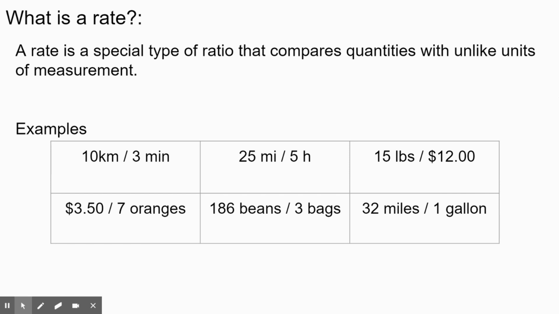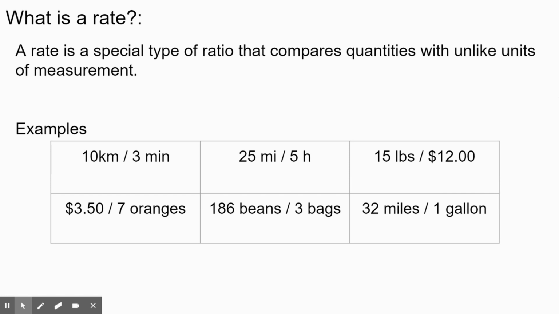10 kilometers to 3 minutes, 25 miles to 5 hours, 15 pounds to $12, $3.50 to 7 oranges, 186 beans to 3 bags, or 32 miles per 1 gallon. All of these are rates because both numbers have different units of measurement.